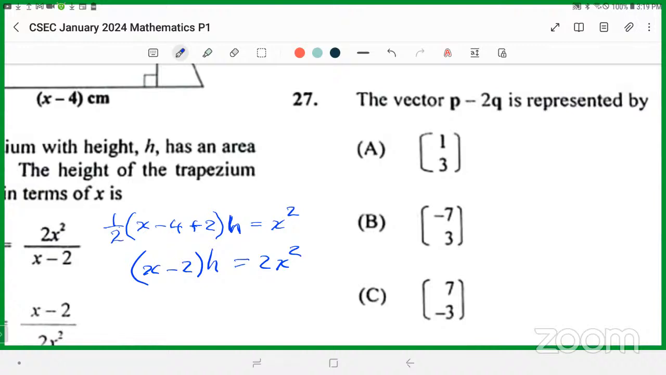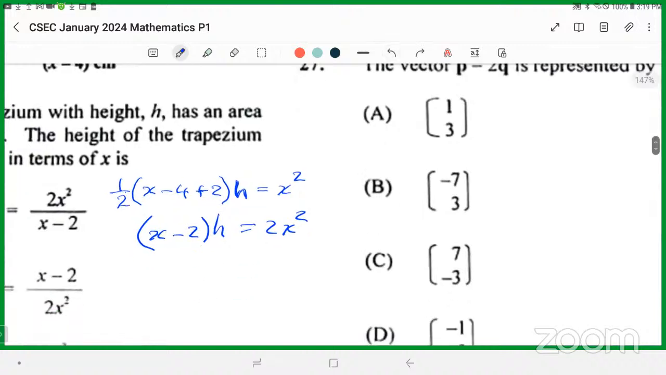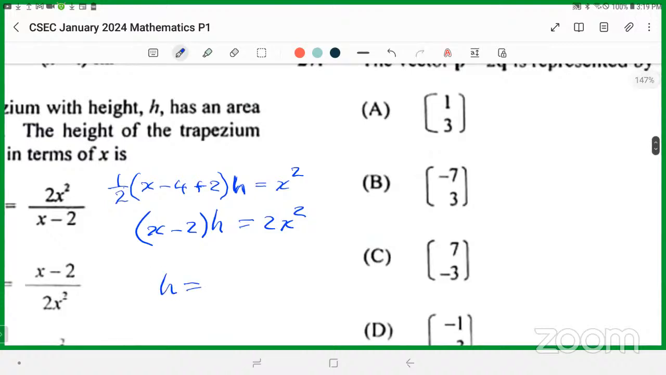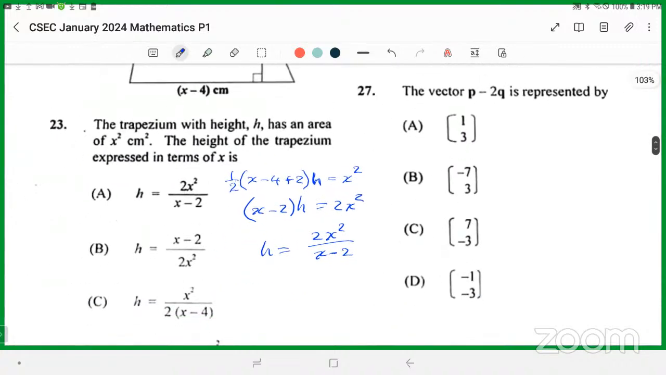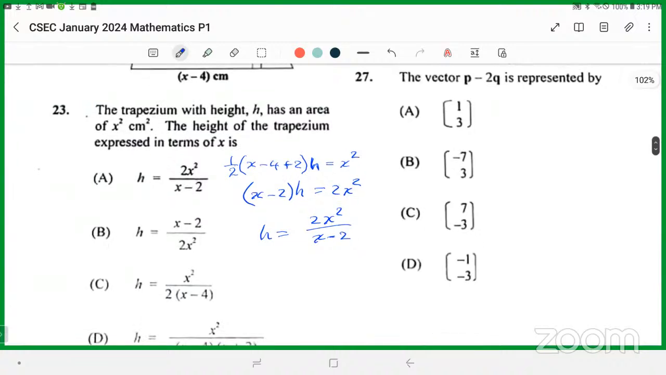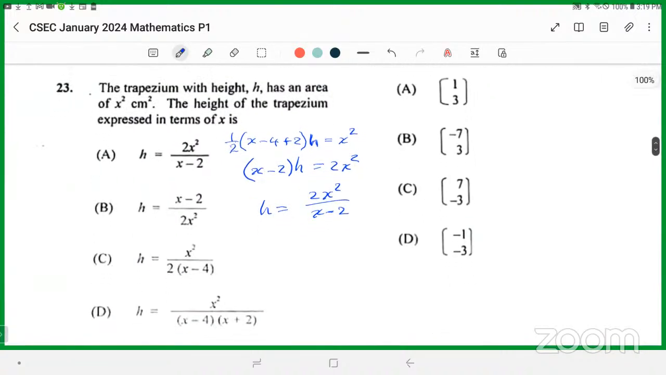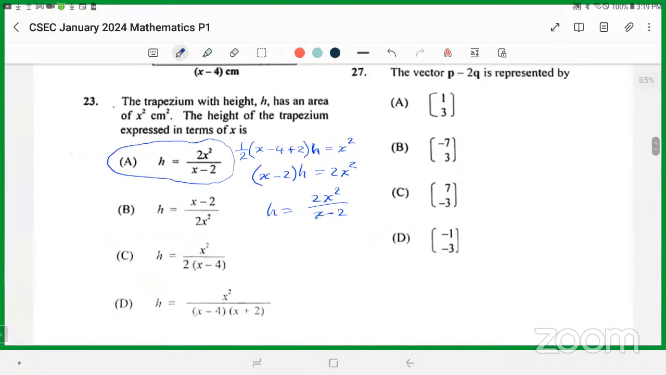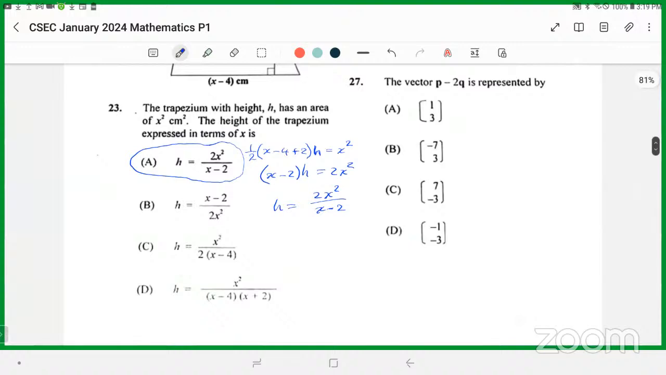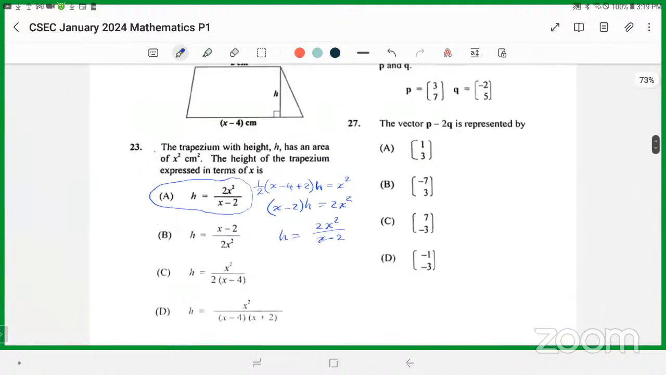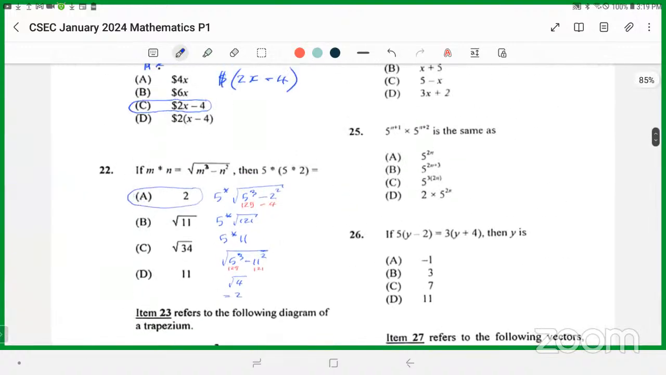So to make h the subject, I need to divide this under there now. So h becomes 2x squared divided by x minus 2. So we're looking for that now. 2x squared over x minus 2 is the first one, I know. Yep, first one right there. That's number 23. Next question. Up here.